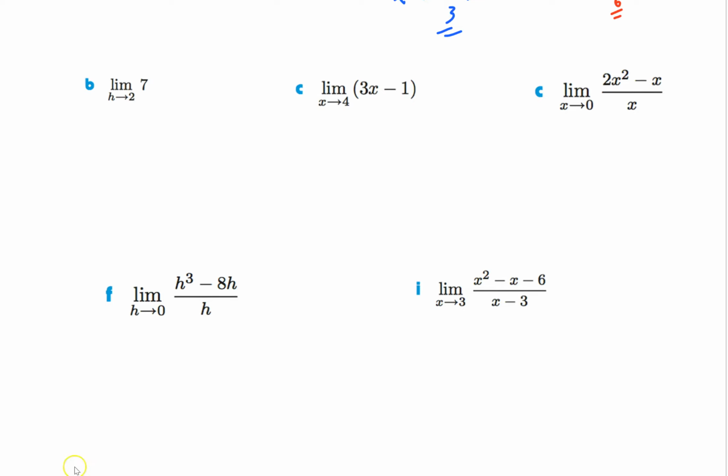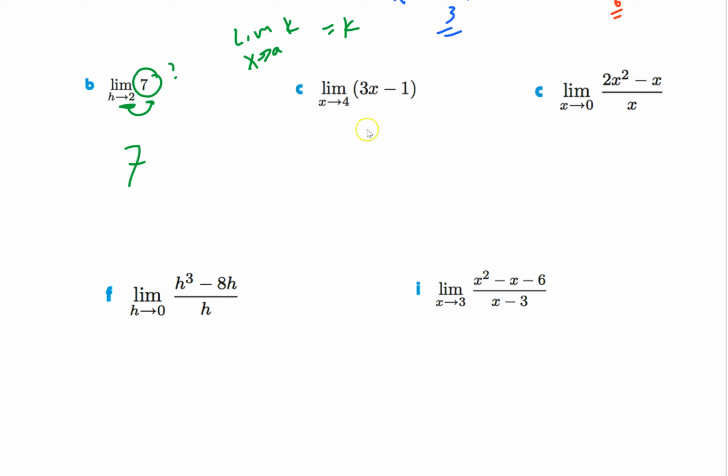So let's look at a couple examples here. I'm going to ignore the fact that I said "baby." So over here, limit as h approaches 2 of 7. Now notice how step 1 is plug it in. There's nothing to plug it into. There's no x. That's great. It's a constant. Your answer is just 7. You can't plug anything into it. The limit of a constant is always going to be the constant. So the limit as x approaches anything of some constant k is just k, because you can't plug anything in.